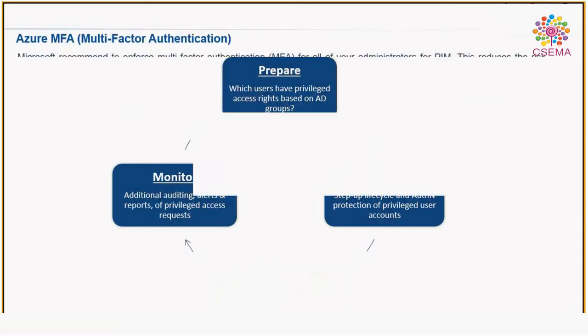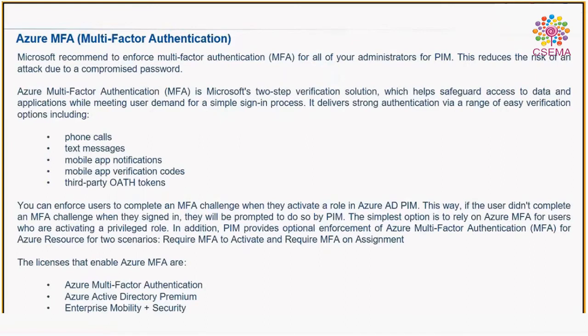So when we talk about PIM, we cannot complete the discussion if we don't touch on this area, which is called Azure MFA. When we talk about MFA, you can configure it on premises, you can configure it in Azure AD, you can configure MFA for Office 365. There are various setups, but we will be discussing only at a high level, which is mainly for Azure. So when we are configuring Azure AD PIM, Microsoft always recommends that those sets of admins have MFA enforced. That reduces the risk of attack due to a compromised password.